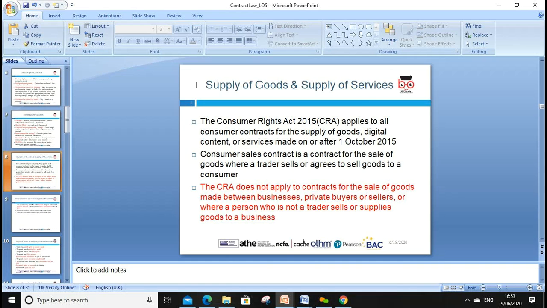The Consumer Rights Act 2015 now applies to all consumer contracts, replacing the Sale of Goods Act, covering digital content and services made on or after 1st October. A consumer sale contract is a contract of sale of goods, where the seller agrees to sell the goods to the consumer. CRA, the Consumer Rights Act, was in the past the Sale of Goods Act.